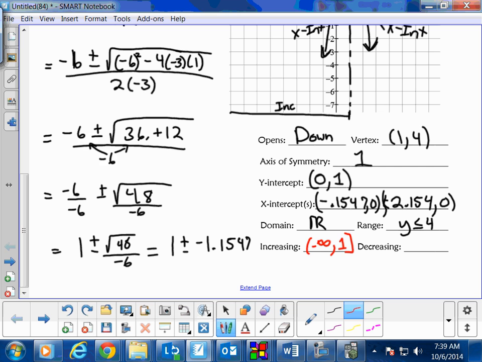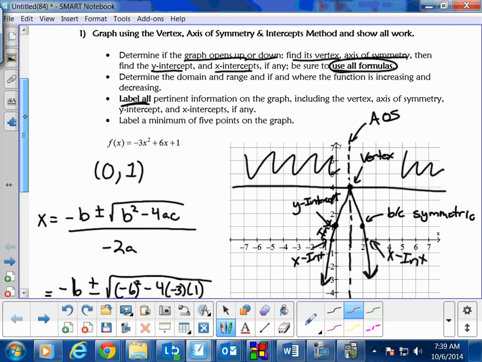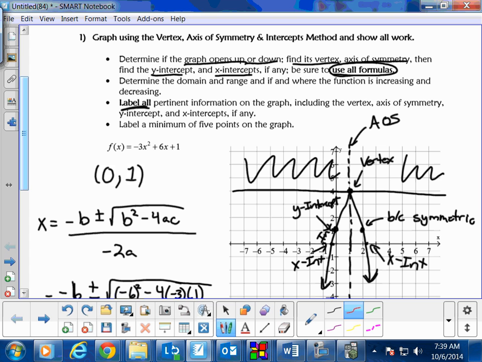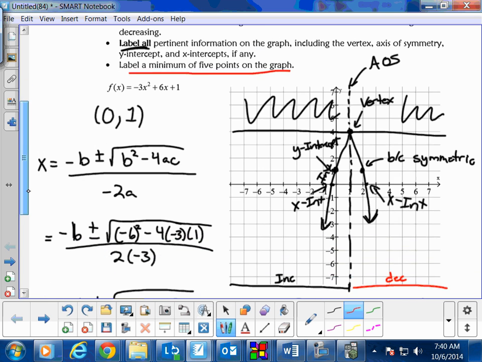and it's decreasing from here to here. This is where it's decreasing. It's decreasing everything on this line, so we're decreasing from 1 to positive infinity. And there you go. And remember, the bracket and parentheses are important. Alright, let's see if there's anything else I forgot. No, I labeled all my pertinent information, vertex, everything else. I also labeled the minimum and the 5 points in the graph. So we are all set with this problem.